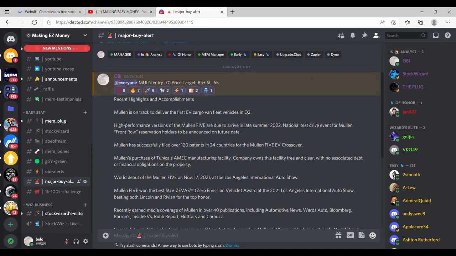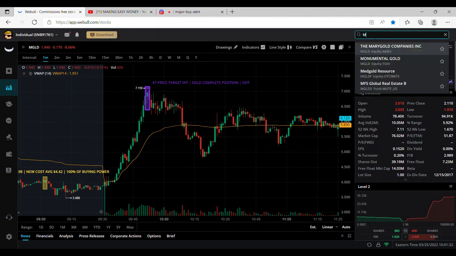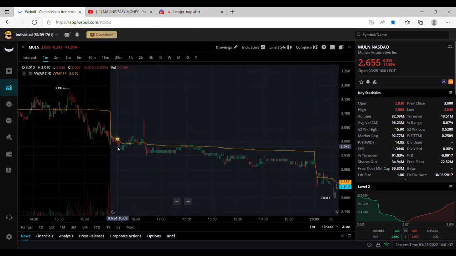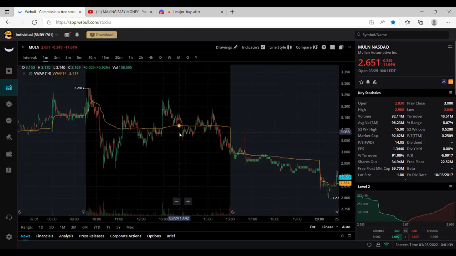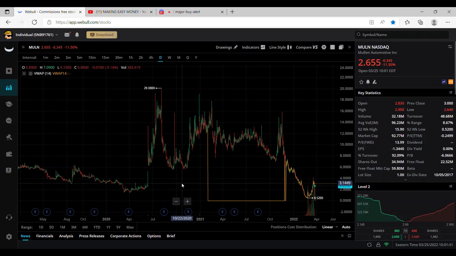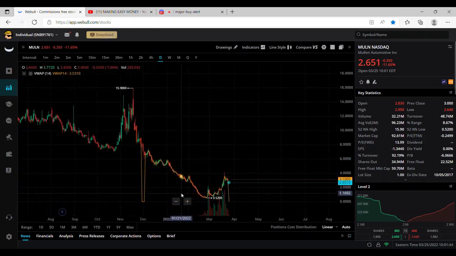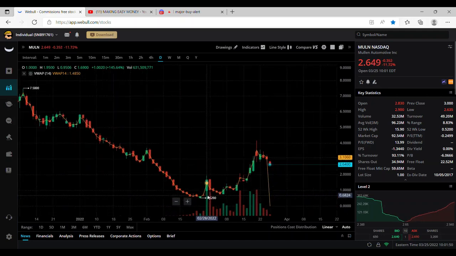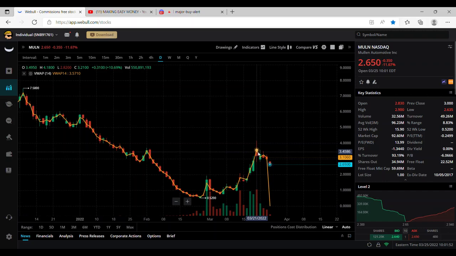First major buy alert I dropped was Mullen at the entry price of 70 cents on February 23rd, guys. And if you check out Mullen on today's trading, it did drop, obviously, but if we look at the day chart from our entry, as you can see here, entry on Mullen was on this day, February 23rd. And if you did catch that 70-cent entry, guys, this thing did spike all the way up to $4.18 on the 21st of this month. So that was a nice home run play, guys.